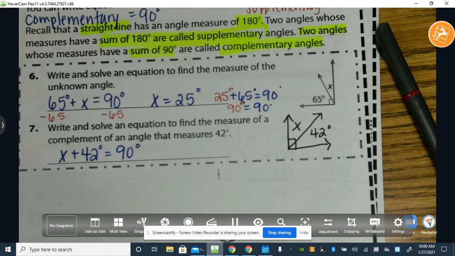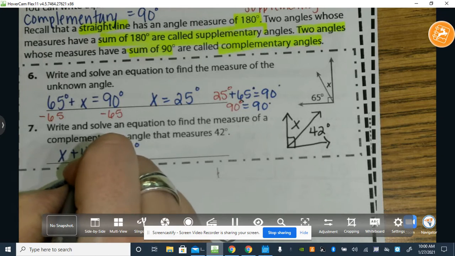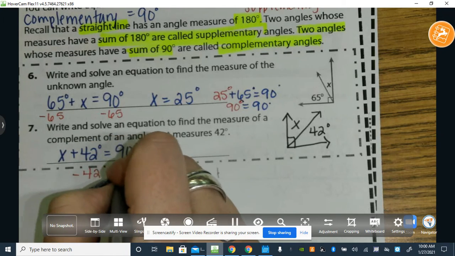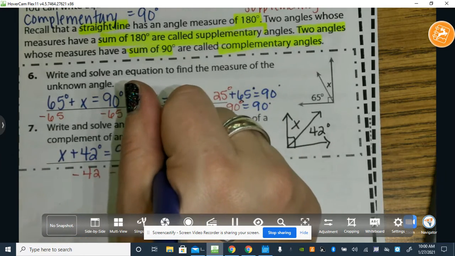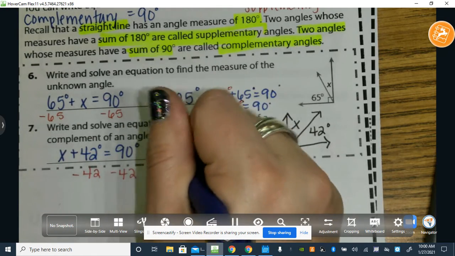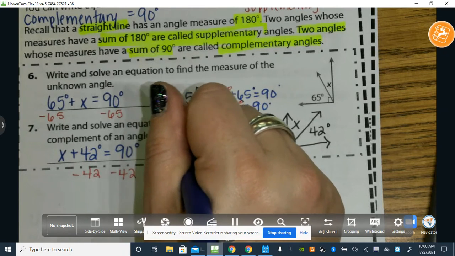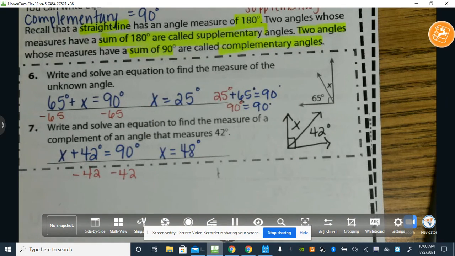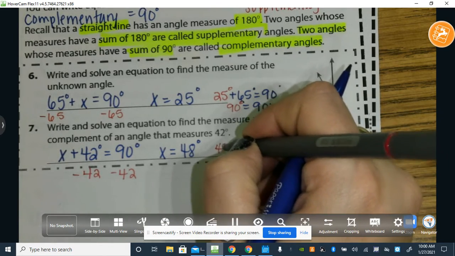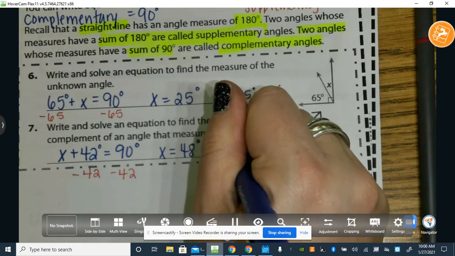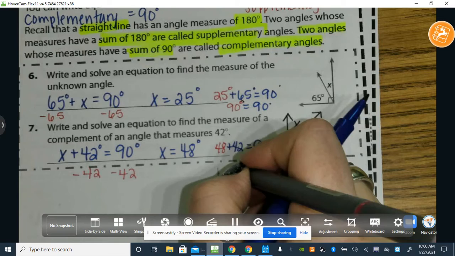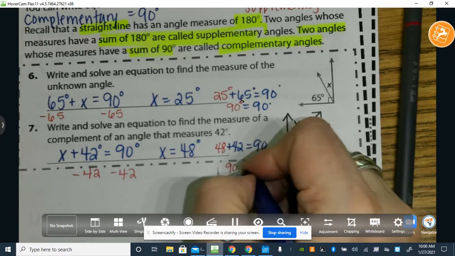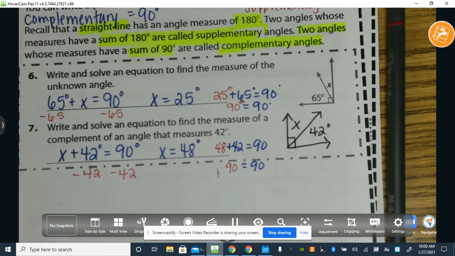Okay, to solve this, I'm going to subtract 42 from both sides. And when I subtract, x is going to equal 48 degrees. Okay, and I can put this in and check it as 48 plus 42. Does that give me 90? Well, 48 plus 42 does give me 90, and 90 is equal to 90, so it is checked. That one will work.